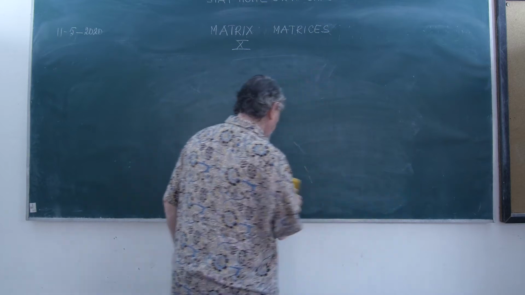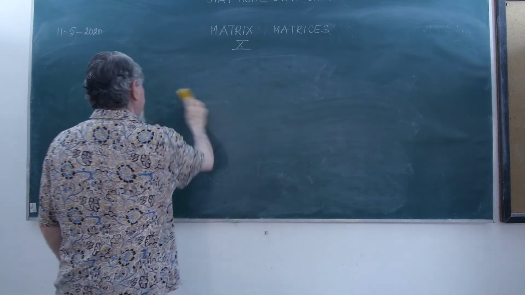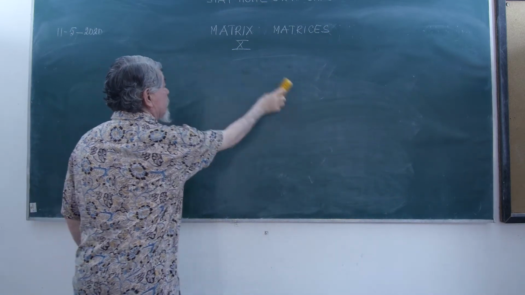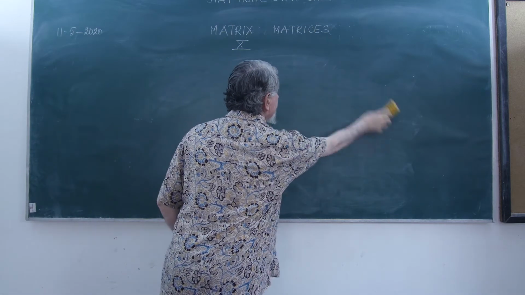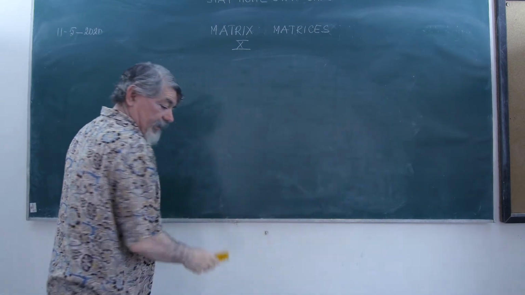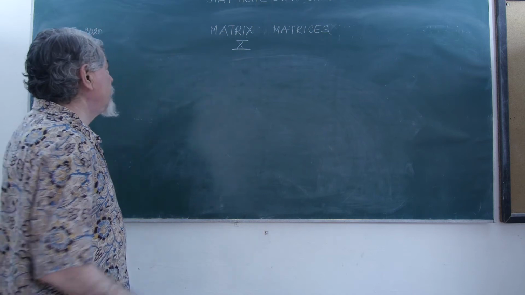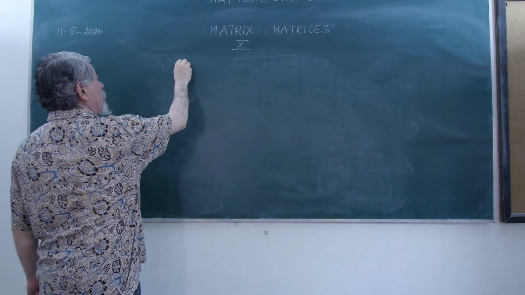Now let us talk of the kinds of matrix we get. Let's understand what kinds of matrix we have. Number one, we have a row matrix.